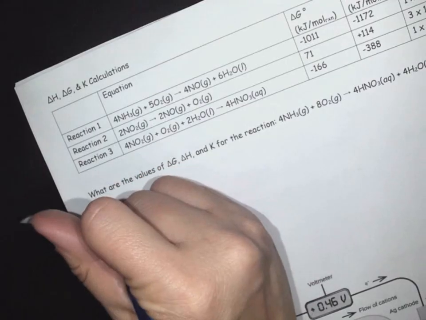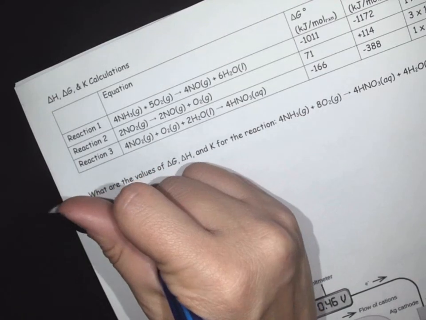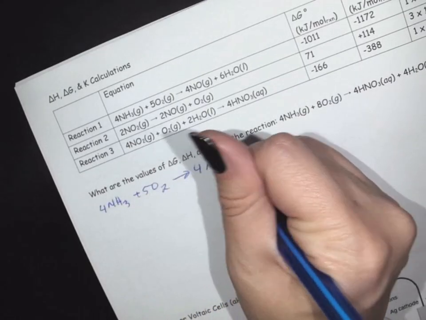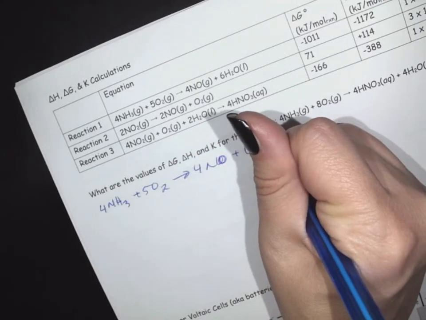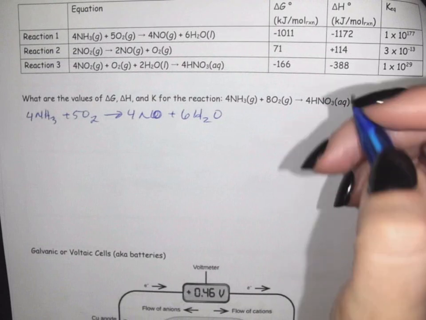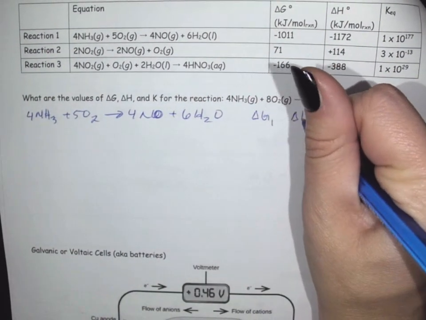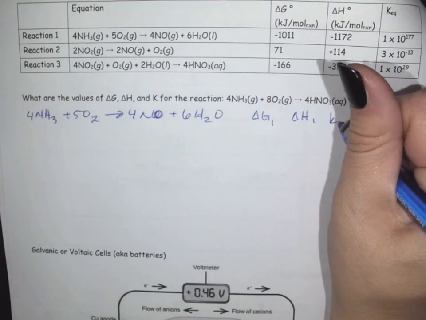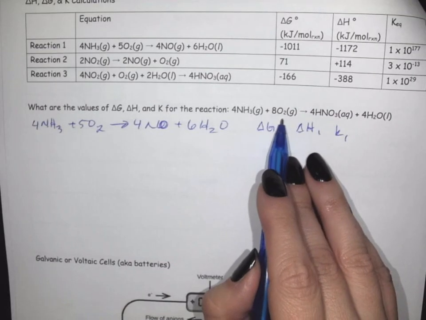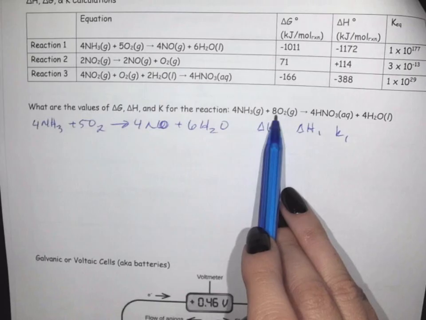So I could take this reaction and I would just leave my delta G the same. I wouldn't change that. The delta H I wouldn't change, and my K value I wouldn't change. Now notice we have 8O2. There's a lot of oxygens going on here, so how about we save that for last?